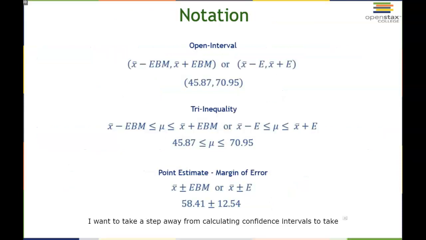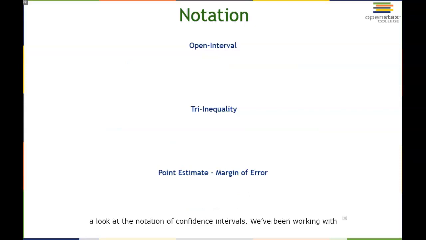I want to take a step away from calculating confidence intervals to take a look at the notation of confidence intervals. We've been working with one type of notation, which is the open interval notation. So this should look very familiar to you. I've put both of the versions up on the screen where we're using EBM as well as just the letter E. I'm doing that because you will see EBM notated in your book, but in your homework you will see just the letter E. So don't get confused. The E is exactly the same thing as EBM. It's just a shortened way of writing that. And so we would have our two values, our low value of our confidence interval and our high value of our confidence interval, and that is in a set of parentheses separated by a comma.